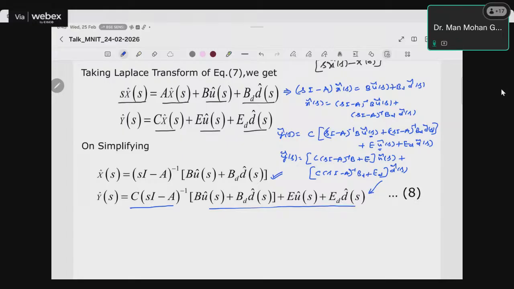Now what these expressions are giving me is information on how the dynamics of this x will change if there is any change in u and any change in d. How the dynamics of this y will change if there is any change in u or any change in d. So just write this here: C(sI - A)^-1 B + E times U(s) plus C(sI - A)^-1 B_d + E_d times D(s), right?